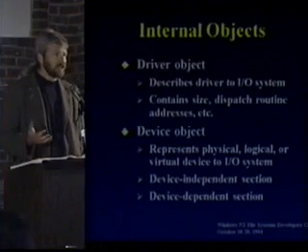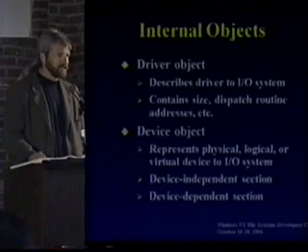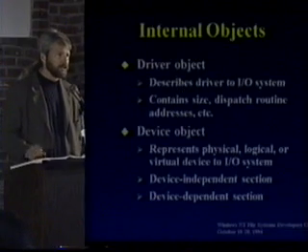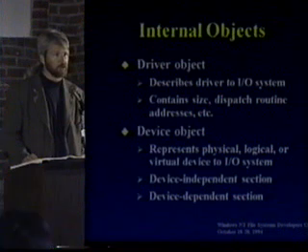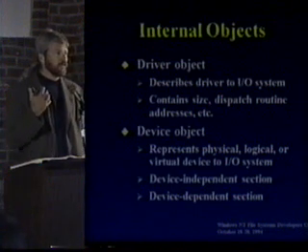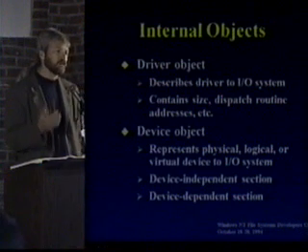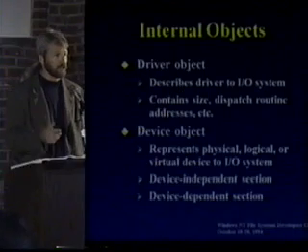A device object has the device independent section, which I control, and the device dependent section, which you control. That is to say that there's information that you need to keep about the global state of each of the devices that you're handling in the system.